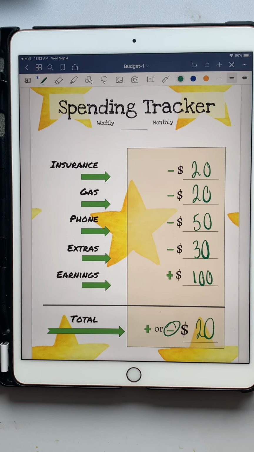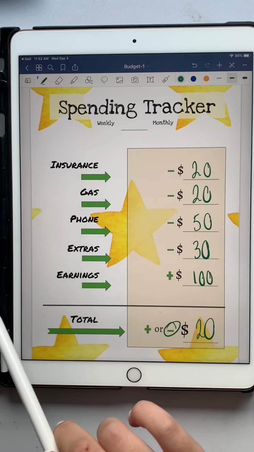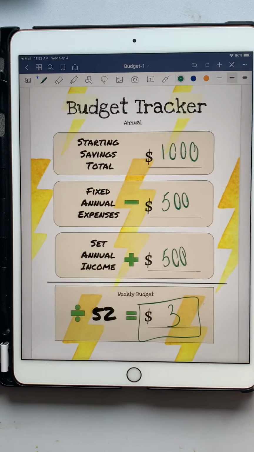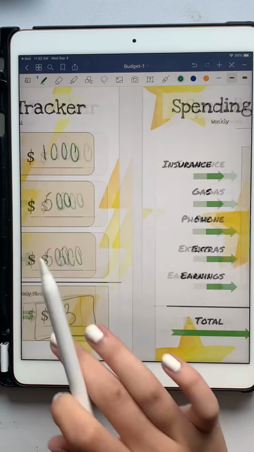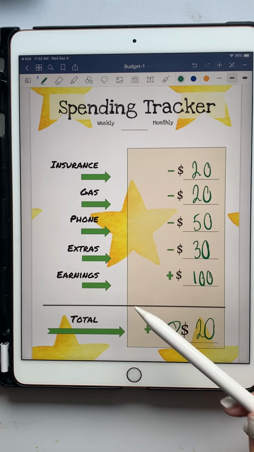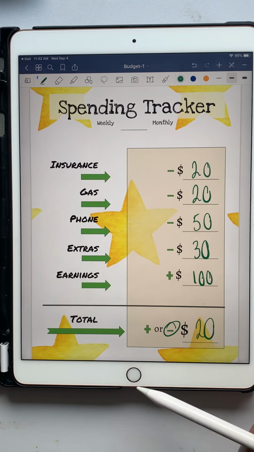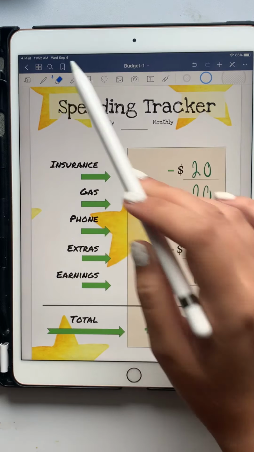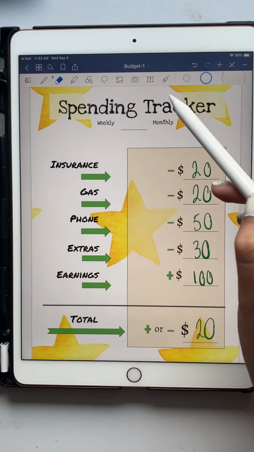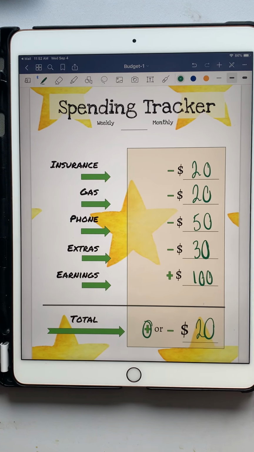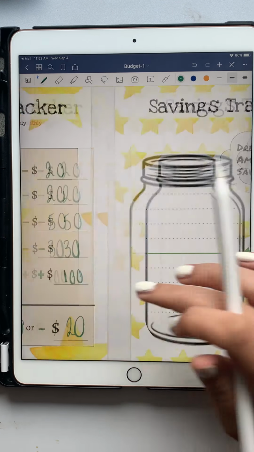So that's just something to keep track of, to know, maybe if you're doing the savings tracker, how much you're spending weekly compared to what your budget is. That's a way to track that. Or maybe you came out $20 extra compared to what you earned. So then you can circle the positive, and that's a good day for you because you came out $20 in the positive.